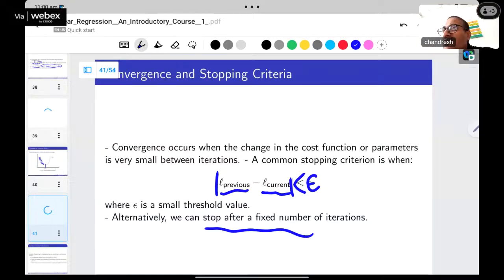Alternatively, you can also stop after a fixed number of iterations. Let's say you cannot afford more than 10,000 iterations, so you stop after that. Okay, so that's the idea.